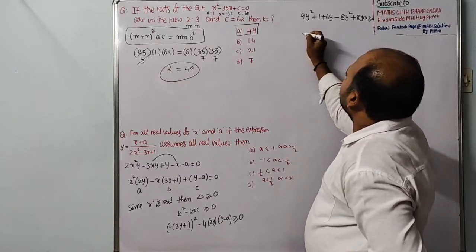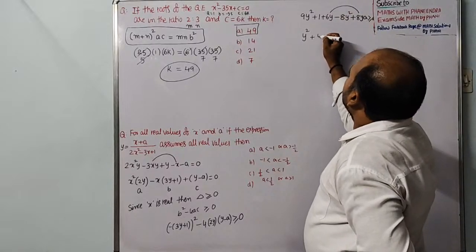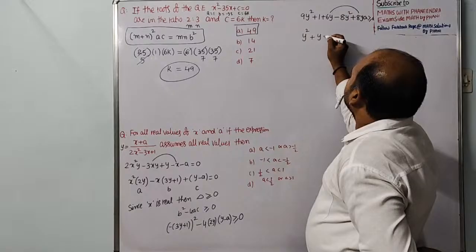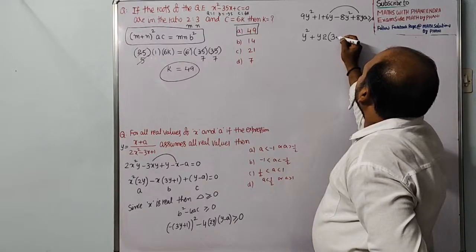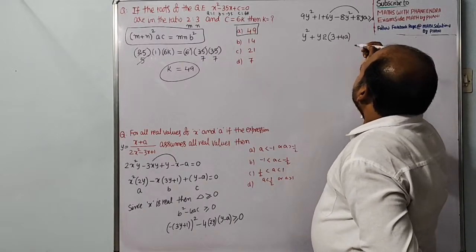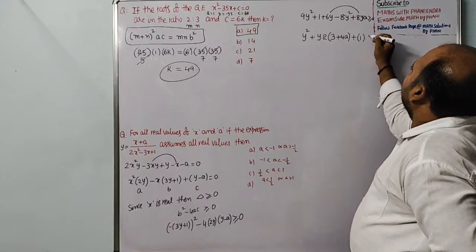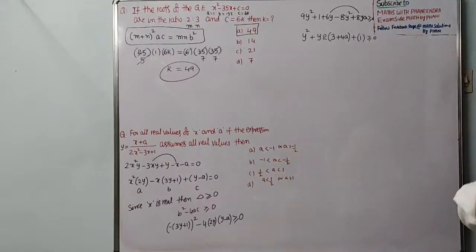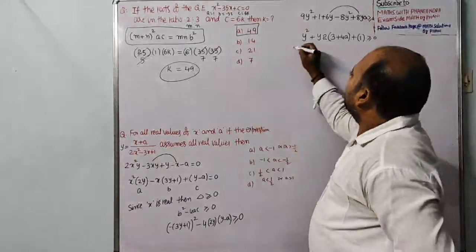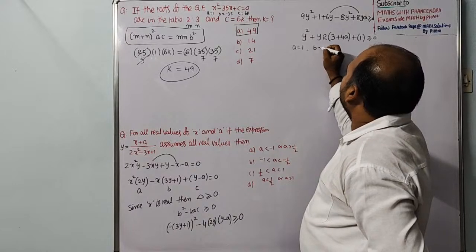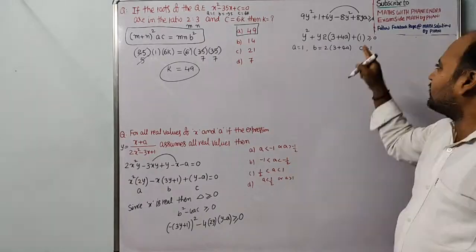So 9y square minus 8y square is y square. From these two also y take common. So y, not only y, 2 also you can take common: 2 into (3 plus 4a). The remaining terms, 1, is greater than or equal to 0. Here you observe, dear students, it is a quadratic equation in terms of y, and here a is equal to 1, b equal to 2 times of 3 plus 4a, and c value 1. Expression is greater than 0.